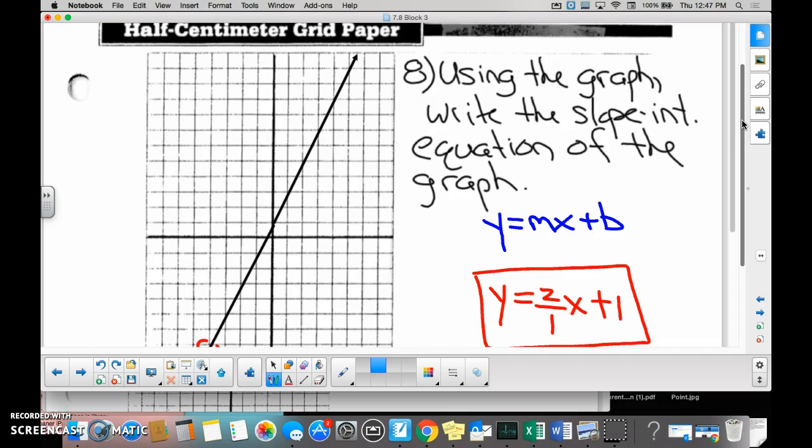It's where it crosses. Yeah, y-intercept. So what is it on this graph? Can you see it? Can you see it, Isaac? Can you tell her where the y-intercept is? What point? 0, 1. So it's 1, right?